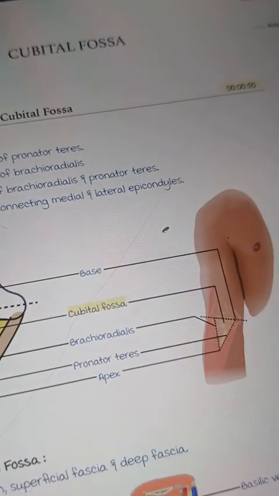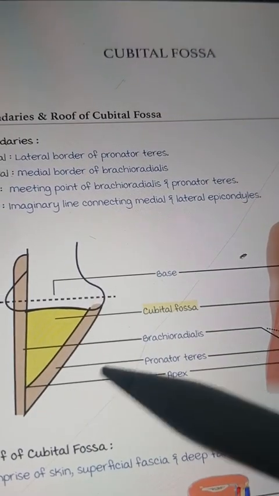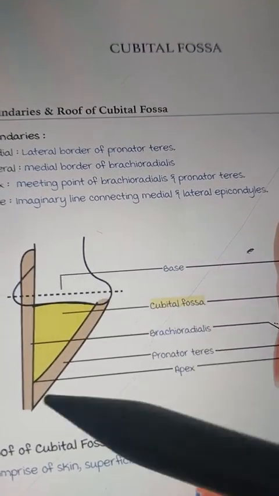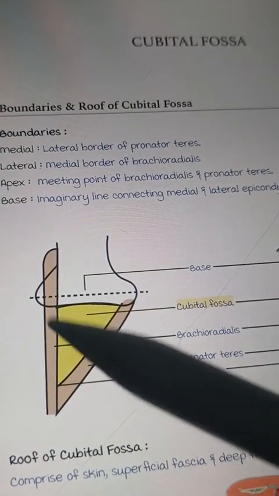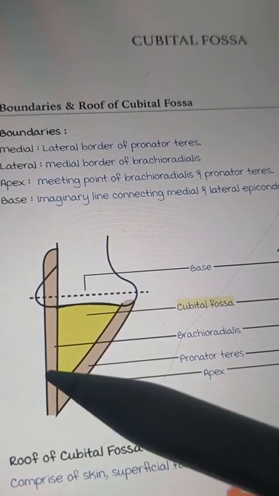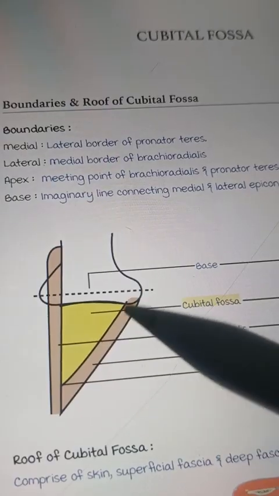Now we'll move to the cubital fossa quickly. So now, talking about the cubital fossa. What is the cubital fossa? It is this. As you can see over here, that's the humerus. This is the pronator teres muscle, and that's the brachioradialis muscle. The space between the pronator teres and the brachioradialis is known as the cubital fossa. You can see it over here in more detailed form.